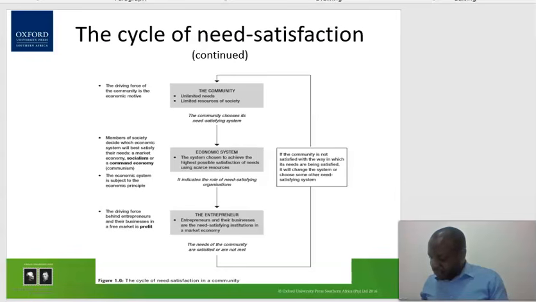Let me just look at key aspects that we ought to cover before we look at the cycle of need satisfaction. Okay. So the cycle of need satisfaction is basically a model to show how need satisfaction decisions are made by the community or by the society. And the driving force of the community is the economic motive. How do we satisfy our unlimited needs and wants using limited resources?